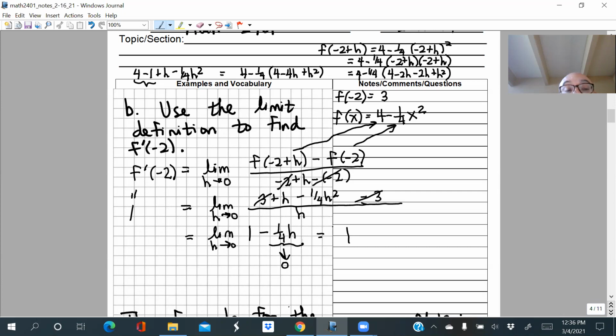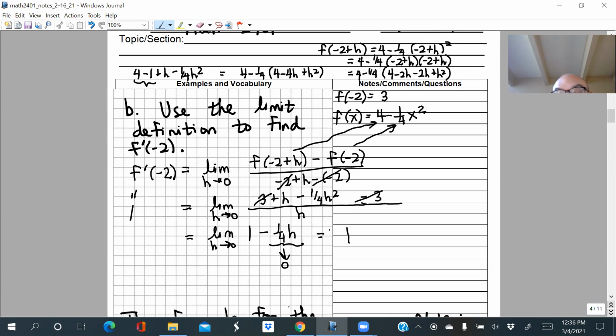So there it is. That's our result. So f prime of minus 2, the instantaneous rate of change at minus 2, is going to be 1. That's what we had calculated last time, but now we have verified that, right? That instantaneous rate of change is 1.